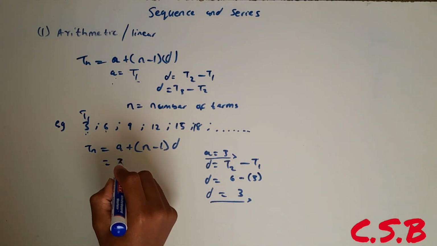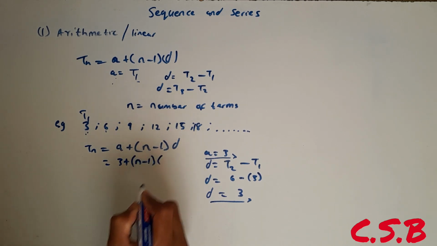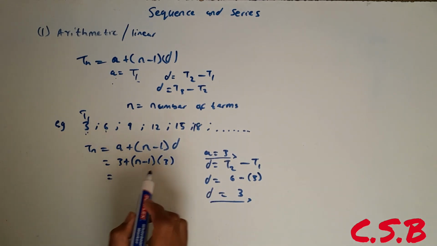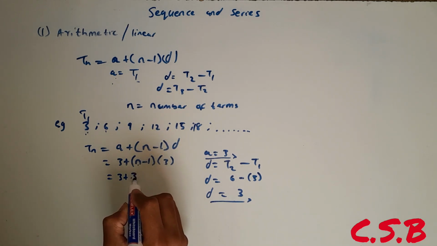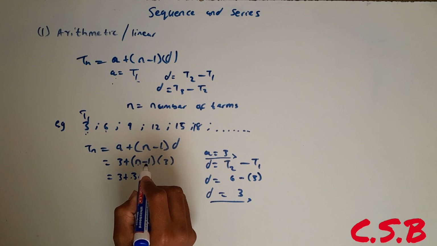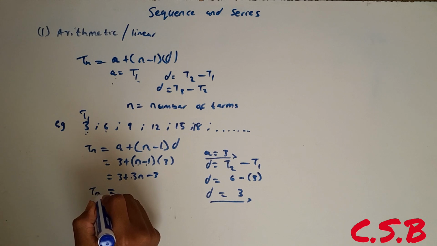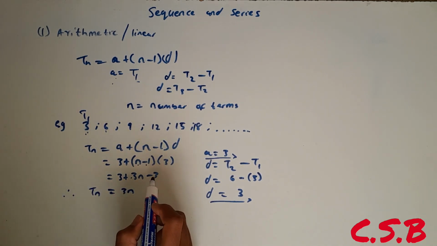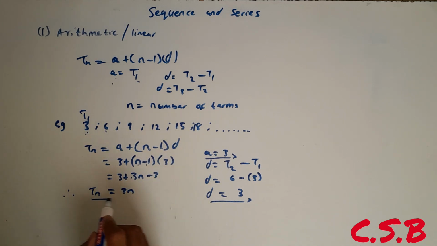So this will be 3 plus (n minus 1), then the difference is 3. Now 3 times n would give us 3n, and 3 times negative 1 is negative 3. So our Tn will be 3n, only because 3 minus 3 is 0. So our equation for this sequence is Tn equals 3n.